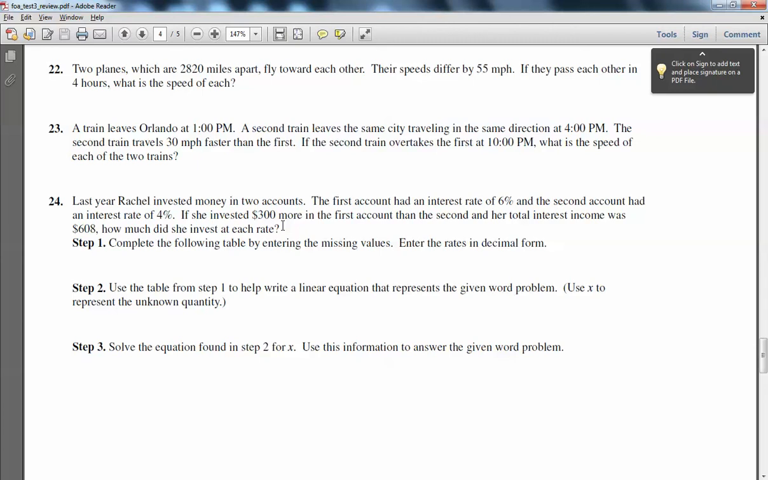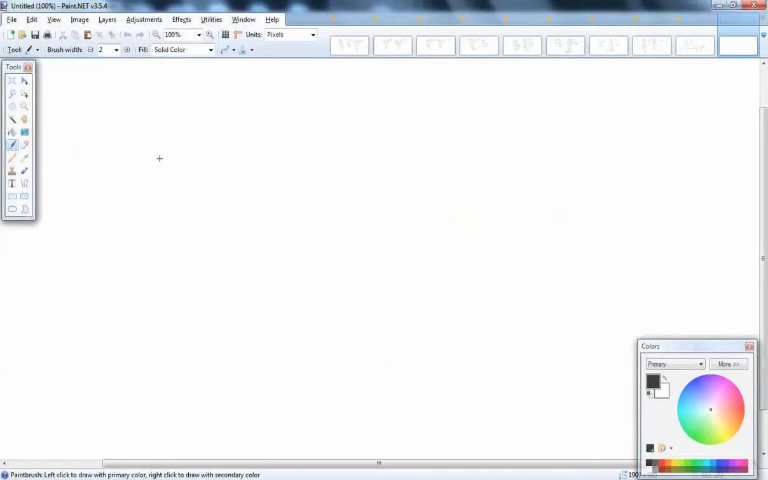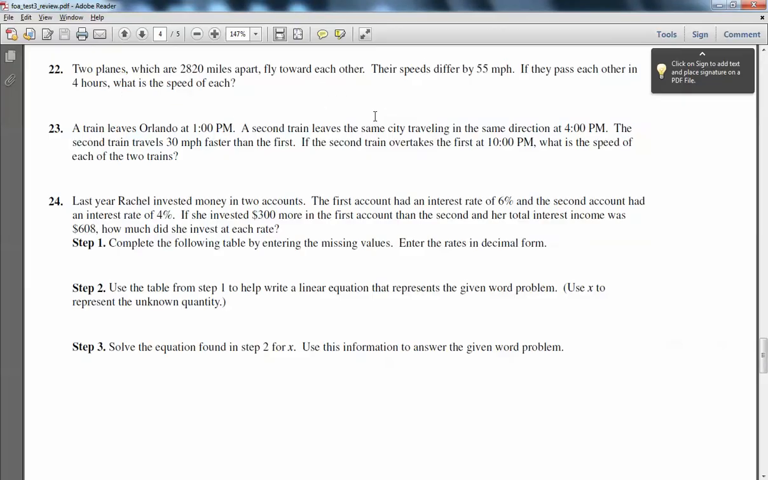Okay, another distance one. Two planes, which are 2,820 miles apart, fly toward each other. So here's plane 1, and here's plane 2, and they're flying toward each other. Their speeds differ by 55 miles per hour. So it tells us the total distance between the two planes is 2,820.